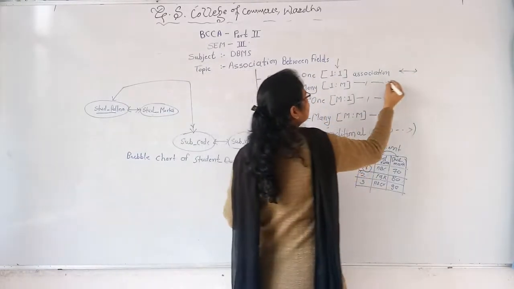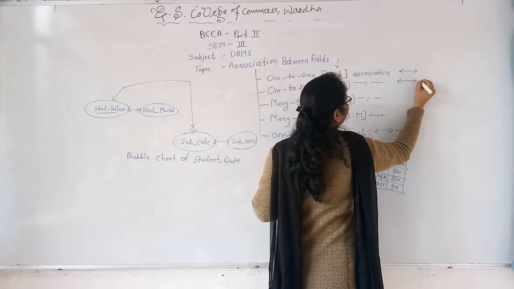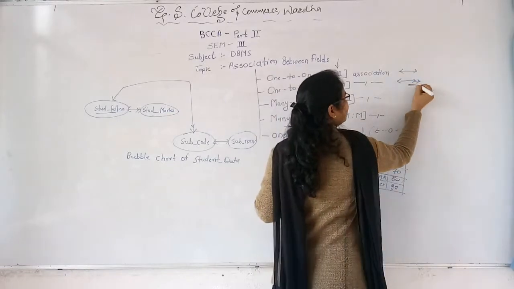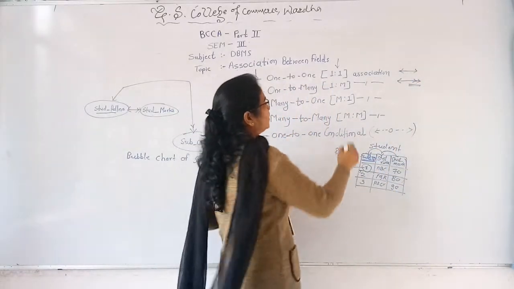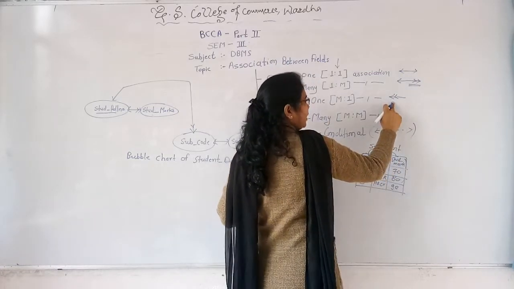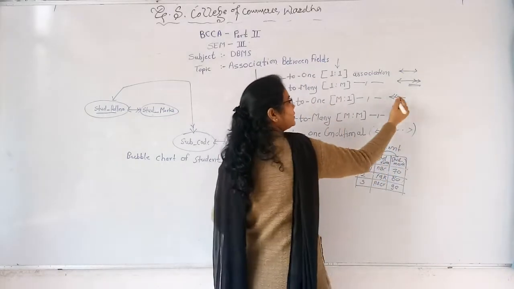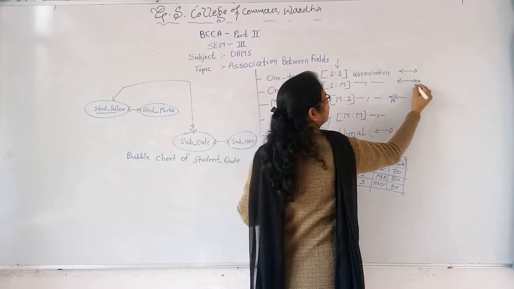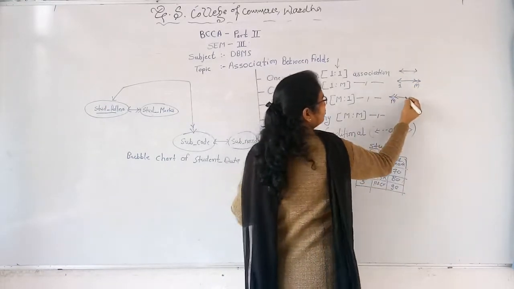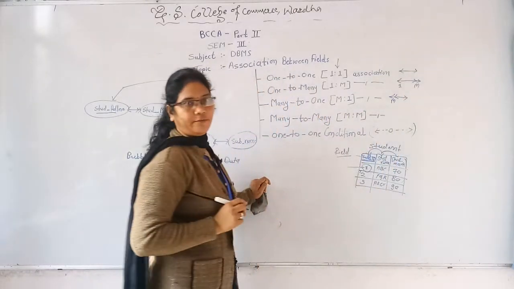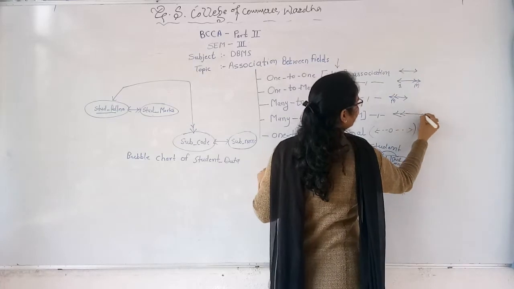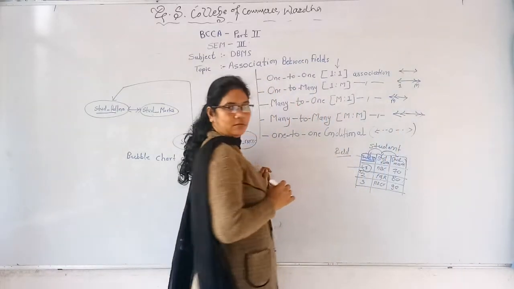So basically 1:1 is indicated by using this arrow type. 1:many is indicated like this. Many is represented by using a double arrow. Then again, many, M, is represented by this, and 1 is represented by this one arrow. So this is the reference.